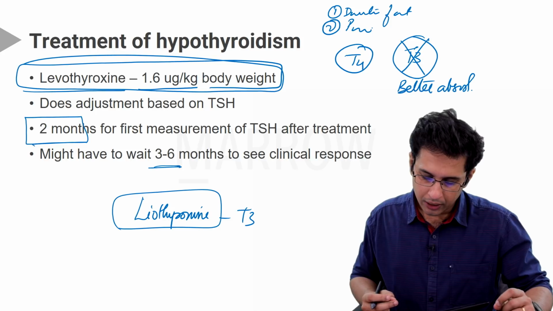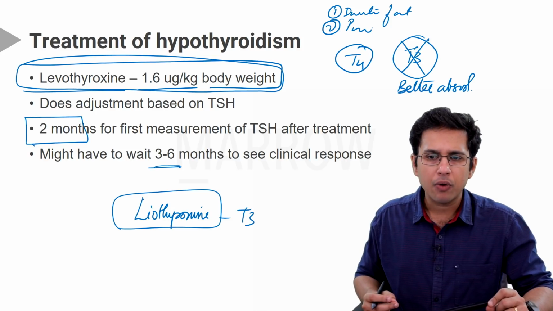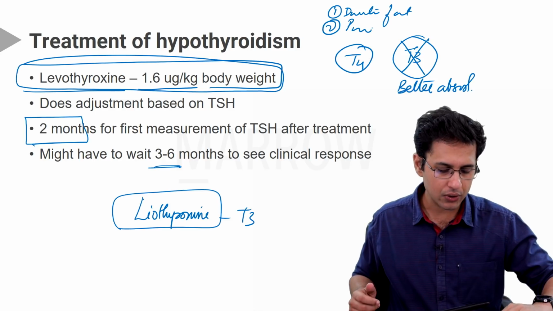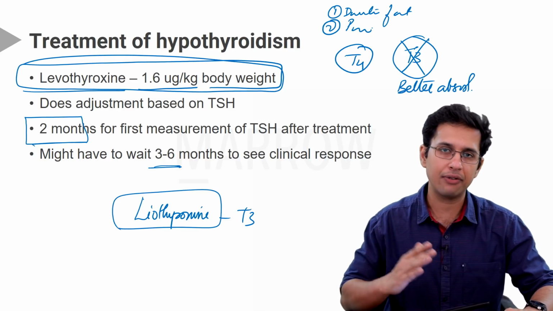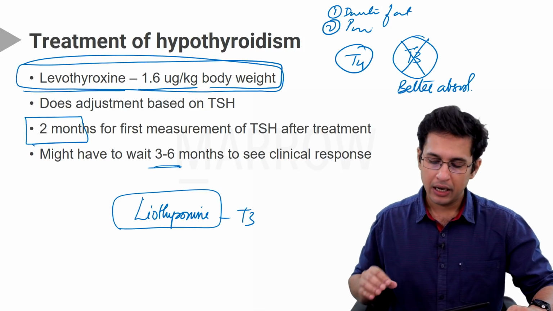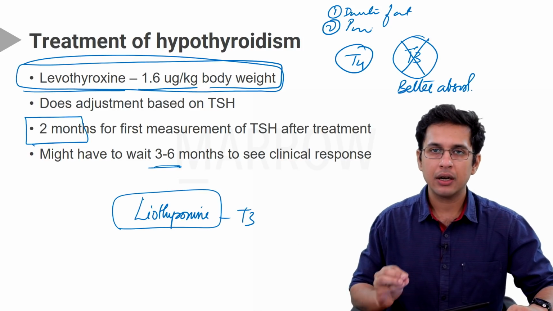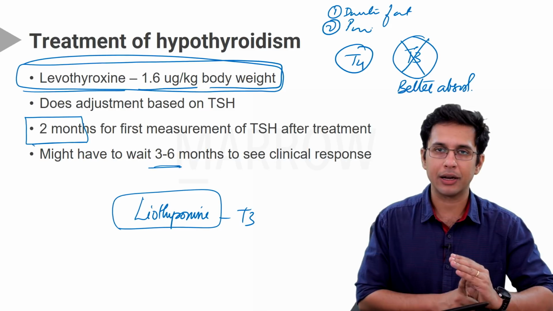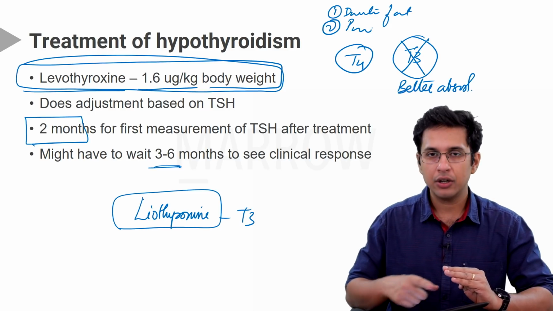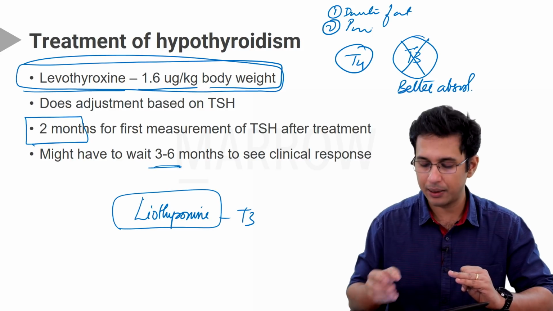I think we covered most of it. One more thing. What happens if someone misses a dose? You can actually give one more dose. The half-life is 7 days, right? So today if a patient misses a dose, you can actually give it. If there is no response, suspect non-compliance, suspect other medicines, suspect absorption issues, malabsorption syndrome.